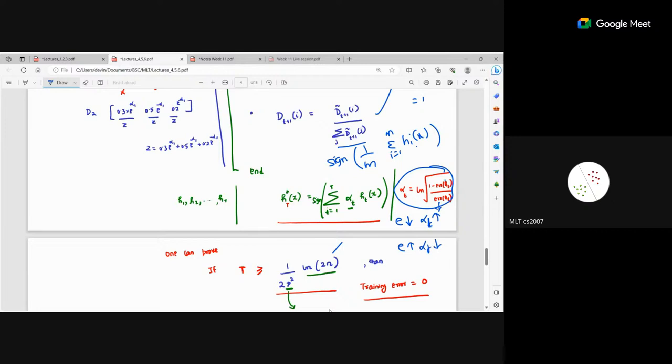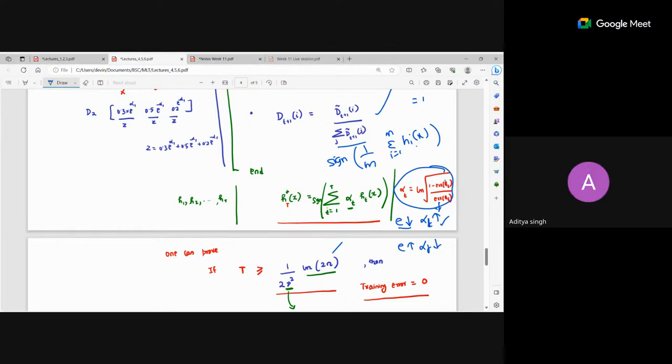And this makes sense because if a particular model is classifying correctly, then we want to give more weightage to that. If the particular model has less error, then we want to give more weightage. And if the particular model has more error, then we want to reduce the weightage.